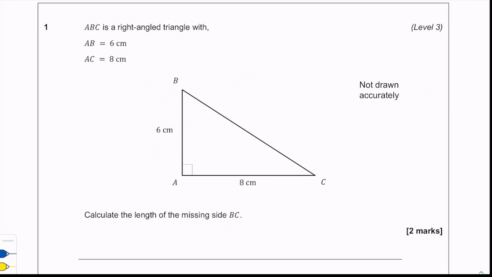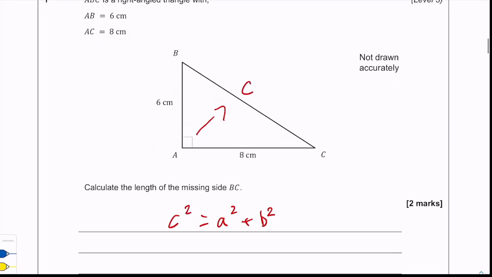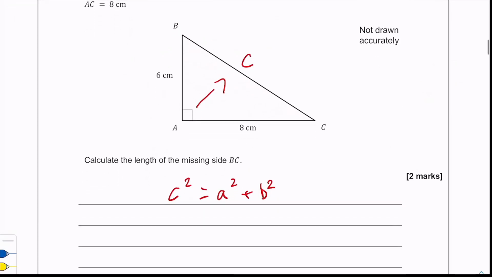The first thing is to label our hypotenuse, which is always opposite the right angle. This is our hypotenuse, which we call C for Pythagoras' theorem. We then say C squared is equal to A squared plus B squared, and we just substitute in our values. It doesn't matter if you label this A or this A, it doesn't matter which way you do that.